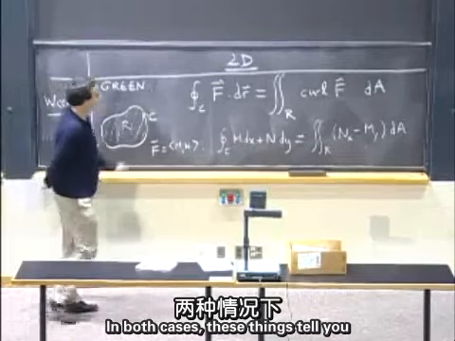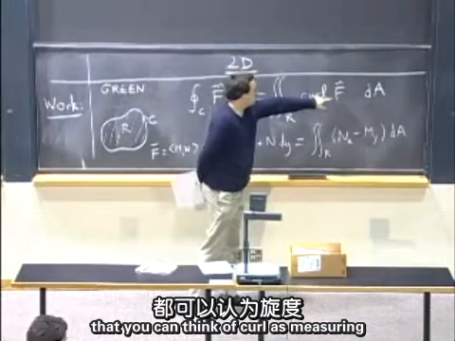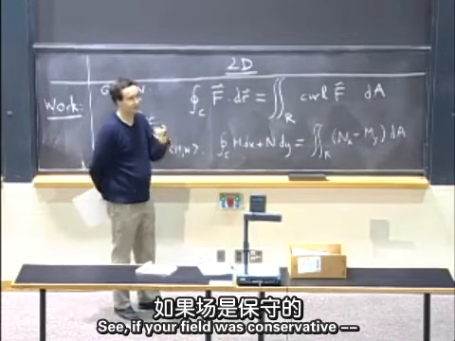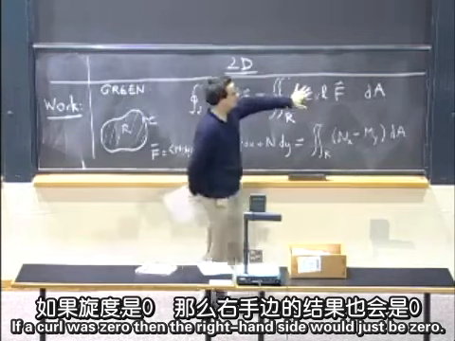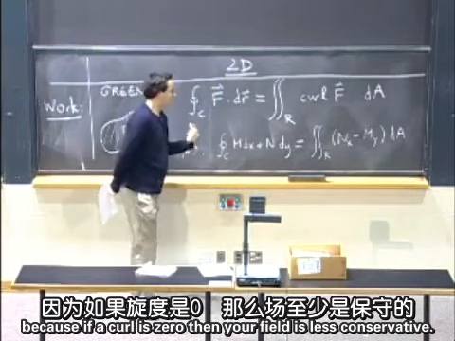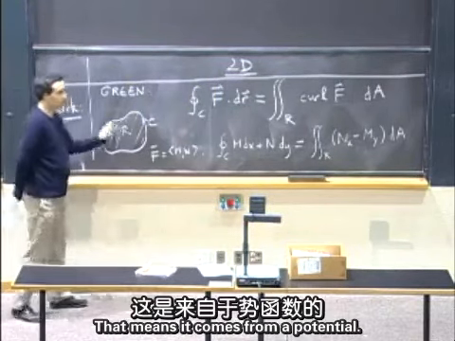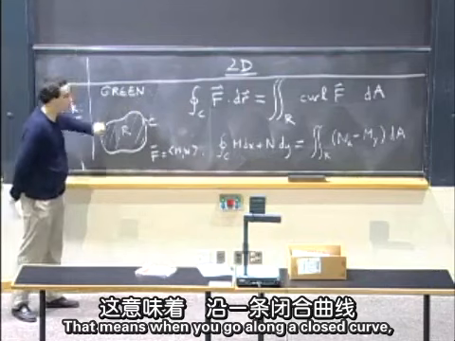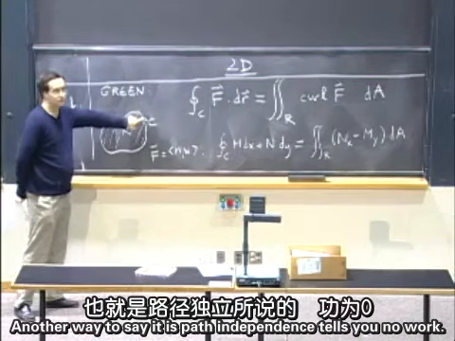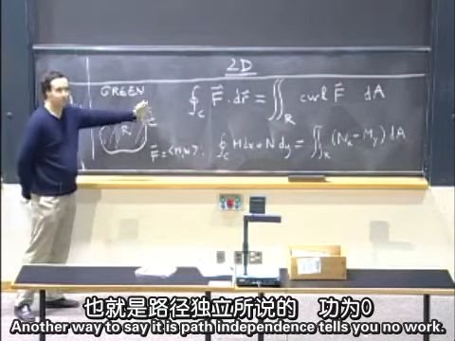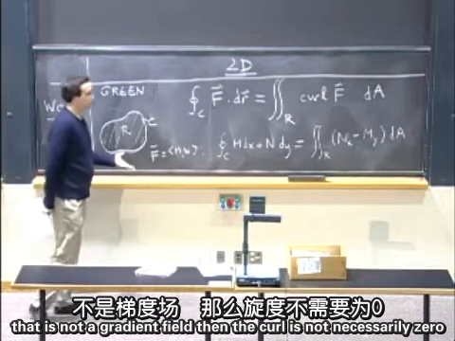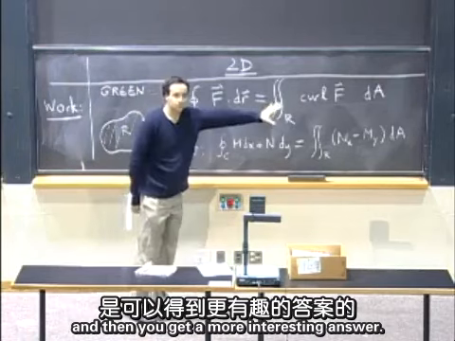In both cases, these things tell you that you can think of curl as measuring how much the field fails to be conservative. See, if your field was conservative, if the curl was 0, then the right-hand side would just be 0. And that would be fortunate because if the curl is 0, then your field is conservative. That means it comes from a potential. That means when you go along a closed curve, the change of value of the potential should be 0. Another way to say it is path independence tells you no work. And of course, if you have a vector field that's not a gradient field, then the curl is not necessarily 0, and then you get a more interesting answer.